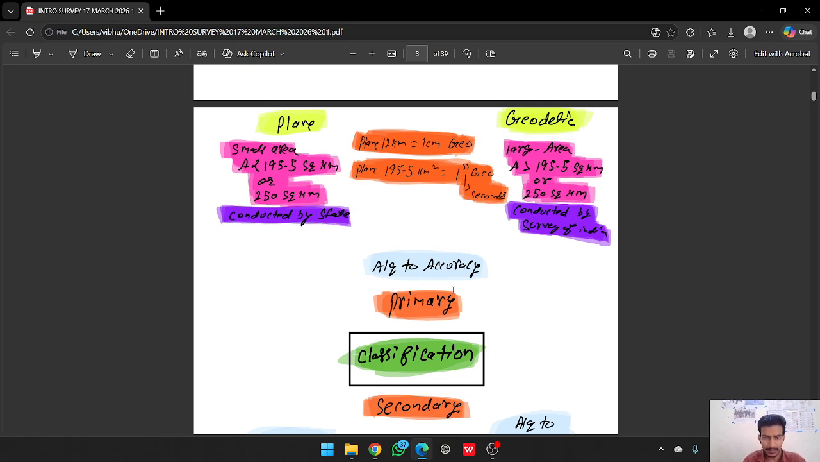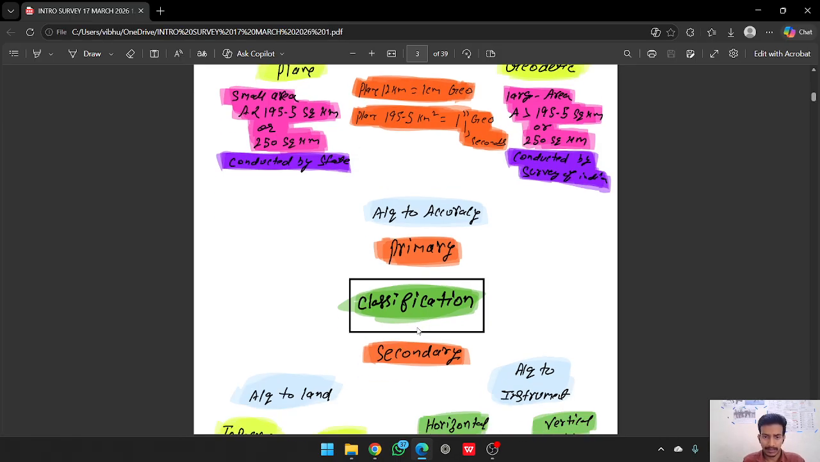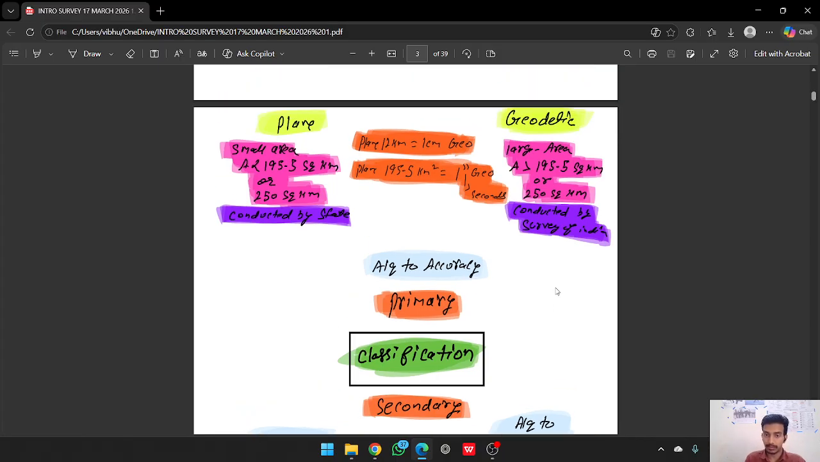So, first we will see the classification of survey. In classification of survey, there are primary and secondary. We classify on the basis of accuracy, which is according to accuracy. There are two types. First, plane, and second, geodetic survey.